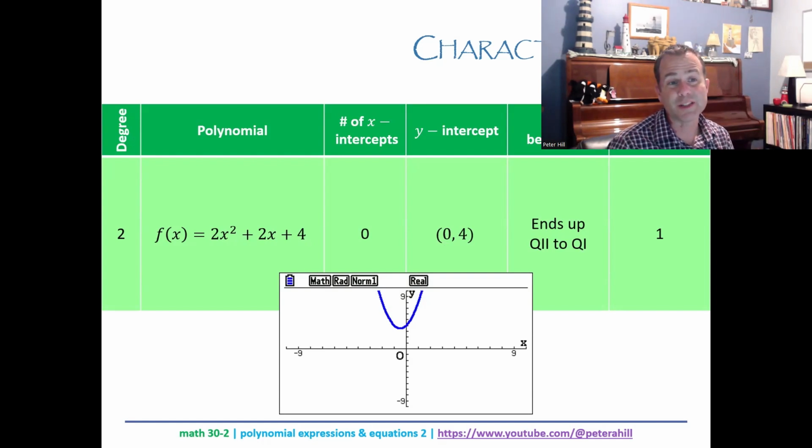The number of turning points is 1. The number of turning points is exactly what it sounds like. It's the amount of times you change direction. You turn.